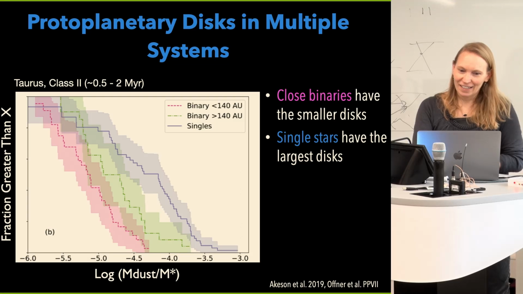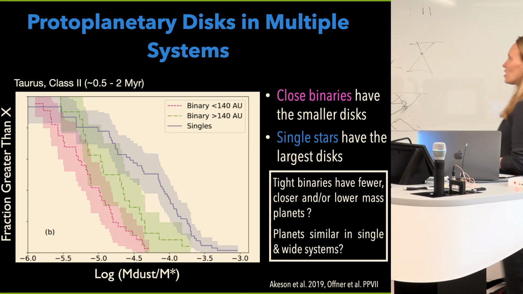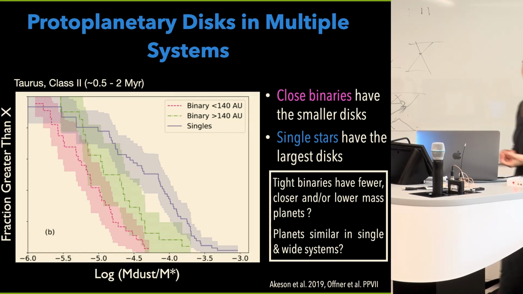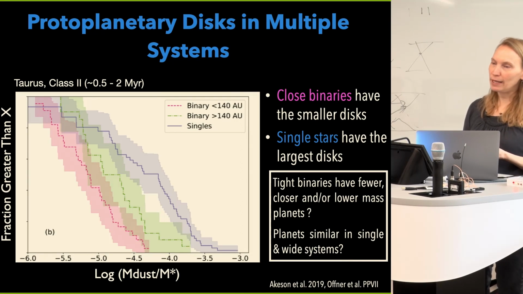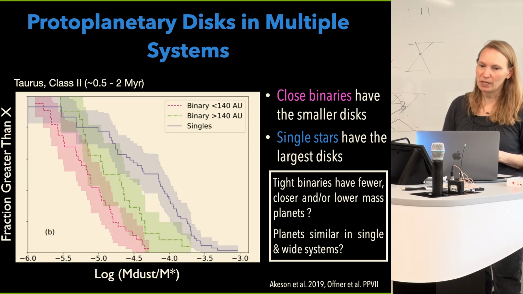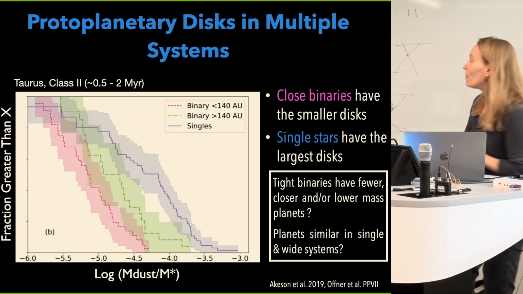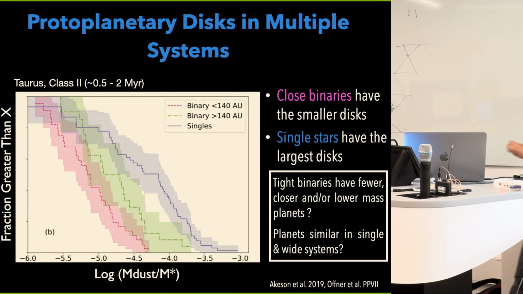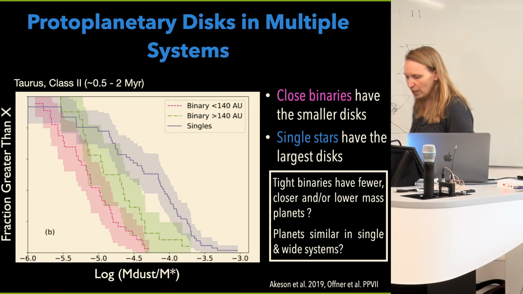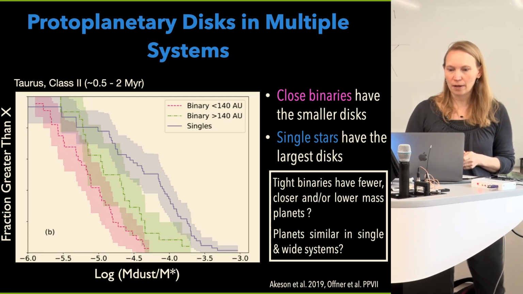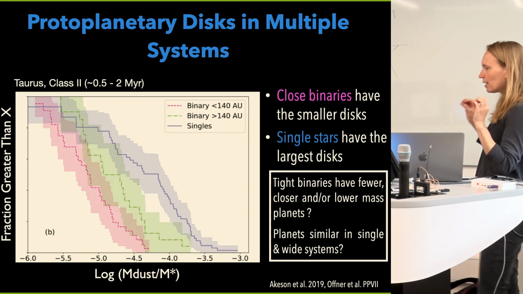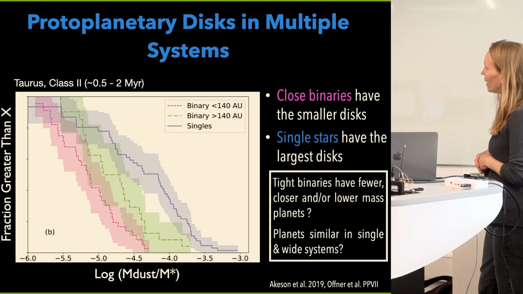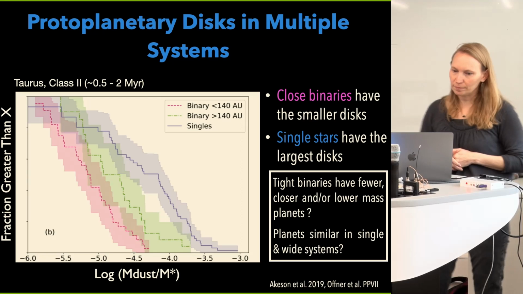All right, so we can then speculate about planets. Does this mean that tight binaries have fewer or closer and lower mass planets? This is a prediction, which hopefully we can begin to test. And this might also predict that planets are more similar in single and wide systems. So we can try to compare architectures in cases where we think that a binary pair is far enough away that it basically acts like a single system.